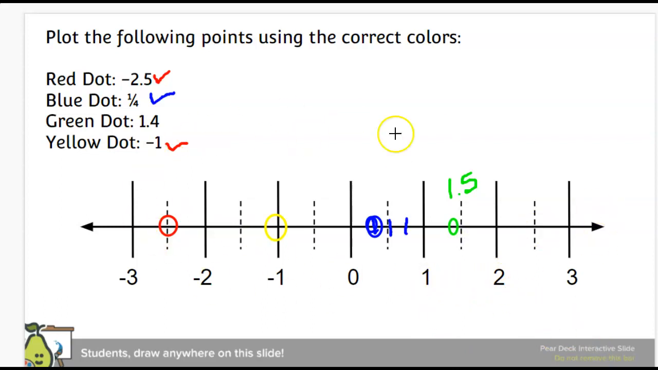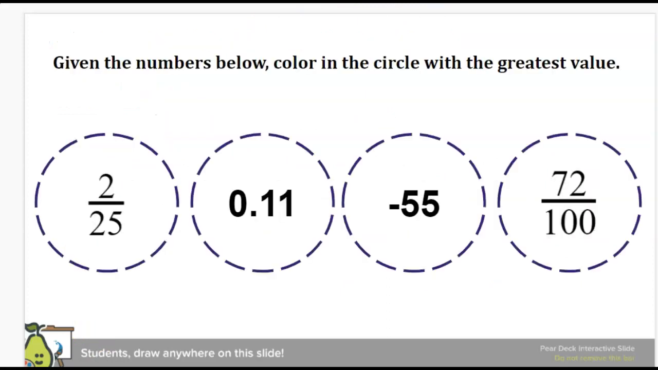Okay, and obviously you're not going to be plotting points on a test or anything like that, especially not on a STAR test, but they will probably give you a number line and they're going to ask you which one is plotted incorrectly. So that's probably how you're going to see it.